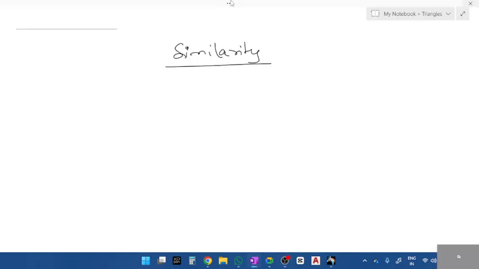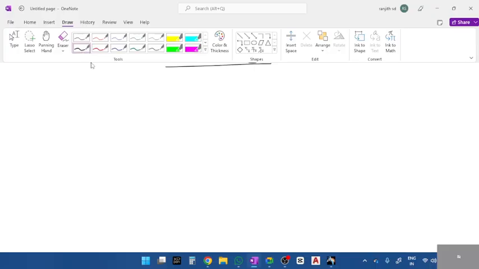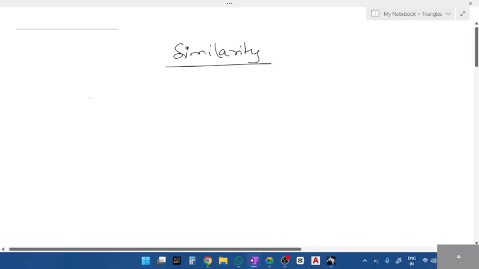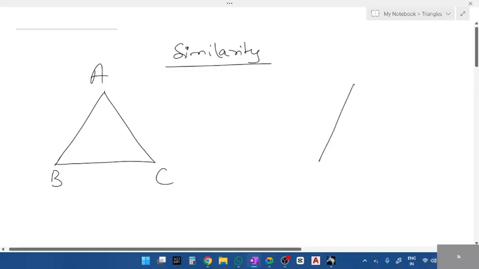Students, we are doing the triangles chapter. In triangles, look, A, B, C. How many sides are there in a triangle? How many sides do we have? Three sides, P, Q, R.